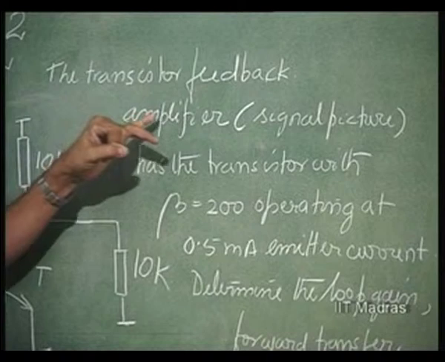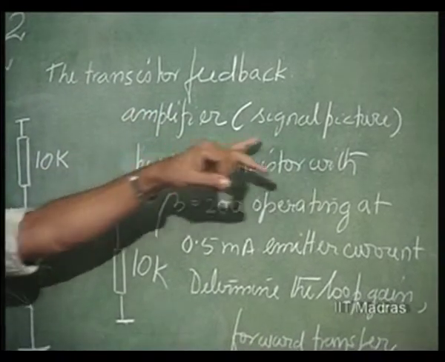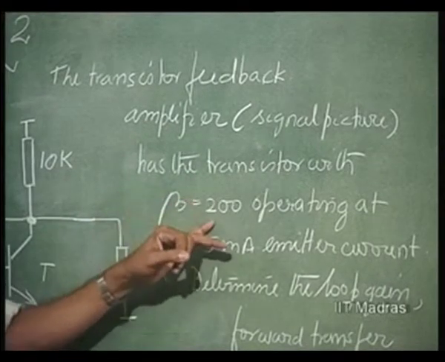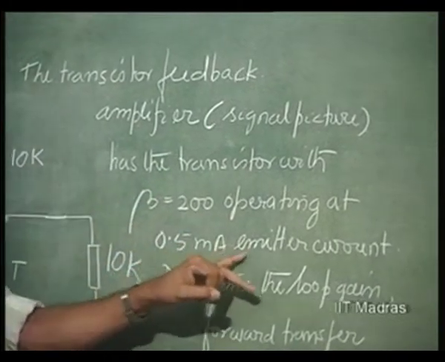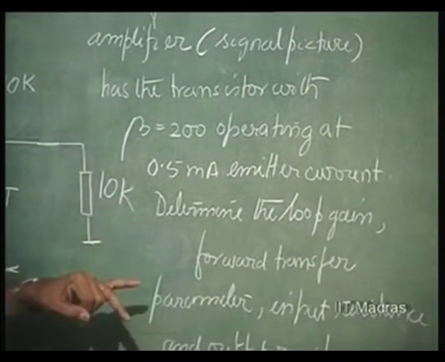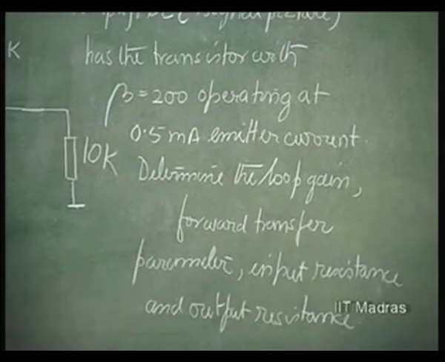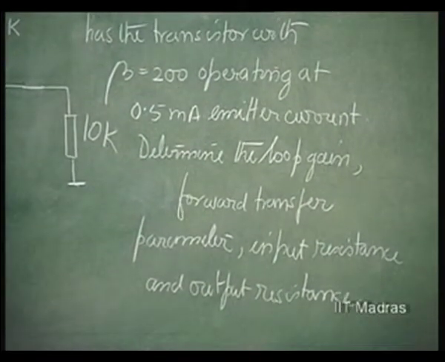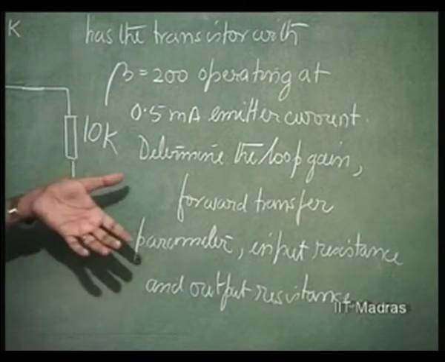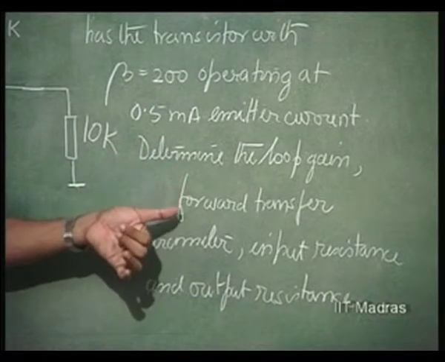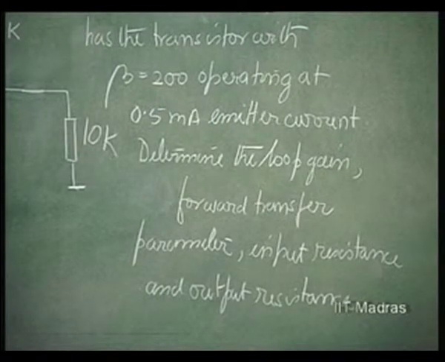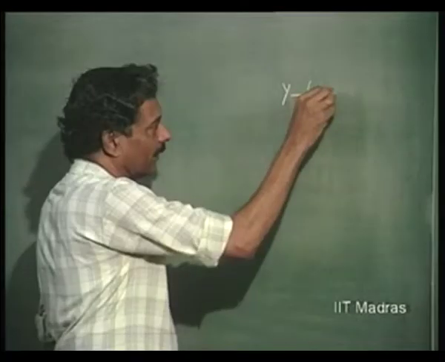The transistor feedback amplifier, this is only a signal picture, has the transistor with beta equal to 200 operating at 0.5 milliamperes emitter current. Determine the loop gain, forward transfer parameter, input resistance and output resistance. So, what it means is that we have to identify the feedback and determine the proper loop gain and forward transfer parameter in this case. We have identified this as Y feedback earlier itself.